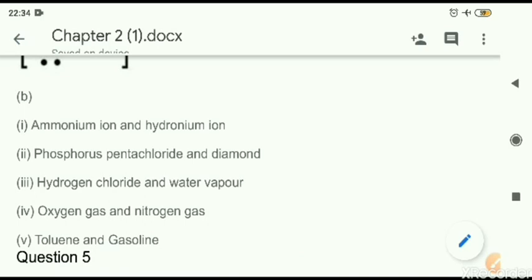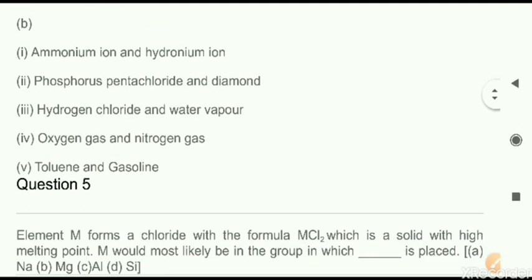Third, they have asked gaseous compounds but polar in nature, means polar covalent bond should be there but the compound should be gaseous. So HCl is having polar covalent bond. And second, water vapor, because water in gaseous form is water vapor, so water is also polar bond, that is why water vapor. Next, gaseous non-polar compounds, so those type of covalent bonds which are non-polar but gaseous. So oxygen O2 molecule, and next nitrogen gas, that is N2 molecule.